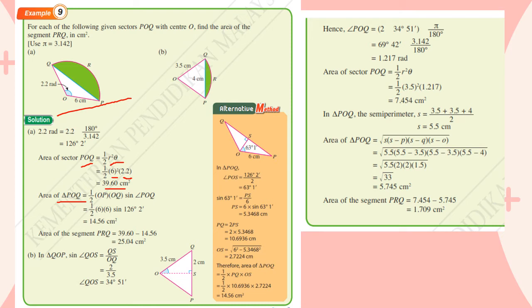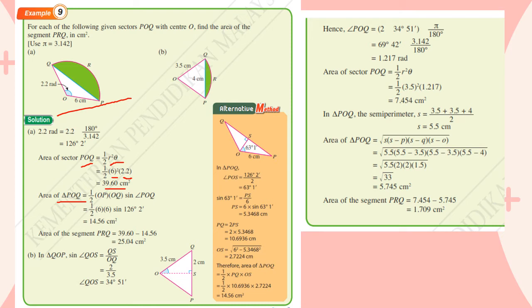Since we have the angle, which is 2.2 radians, and also we have the radii PO and OQ, we can use the sine formula to find the area of the triangle, which is 1 over 2 times OP times OQ, the lengths of OP and OQ, and sine POQ.